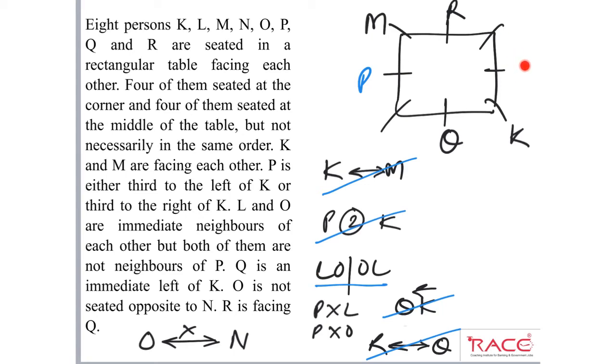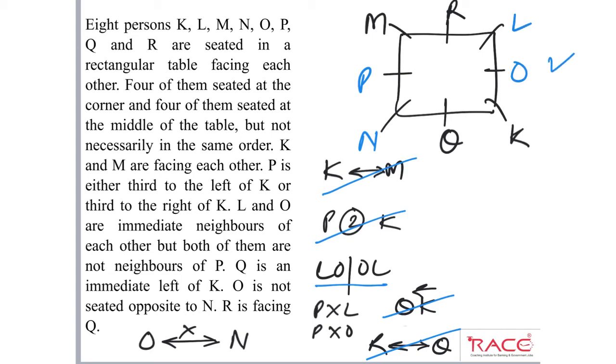So what is remaining now? N. What is remaining? N. So N I will place here. Okay, and here you can see this N is not sitting in front of O, so O I cannot place here, so O will be here and L will be here. Okay, this is as simple. So this is my arrangement.